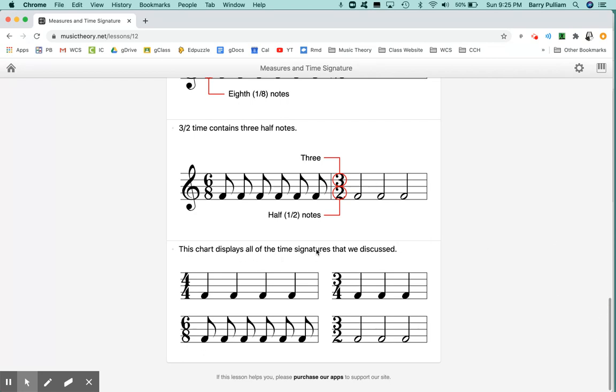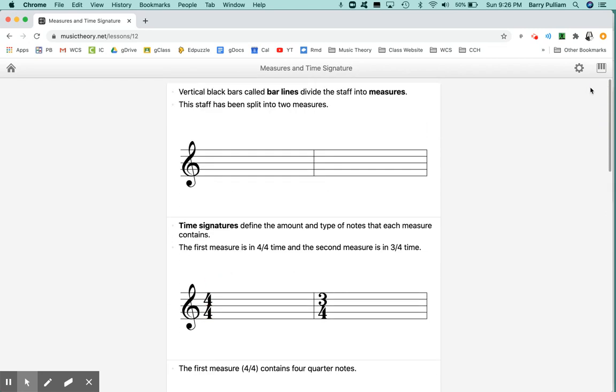This chart displays all of the time signatures that we discussed: 4/4, 3/4, 6/8, 3/2. The next most common ones that you would see after this are 2/2 and 2/4, and then 12/8. But this is enough for now, and don't worry about 3/2. Okay, so that's time signatures. You can come back to this and look over it. Time signatures will be on the next test.